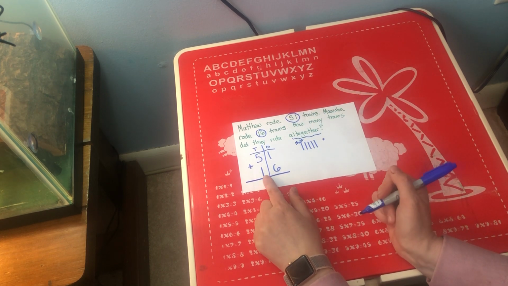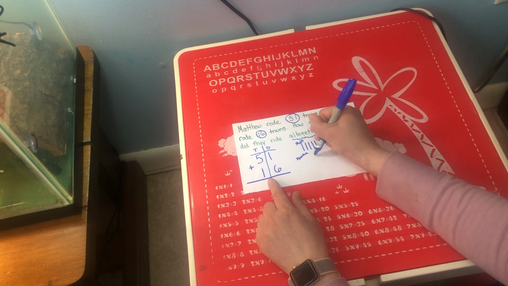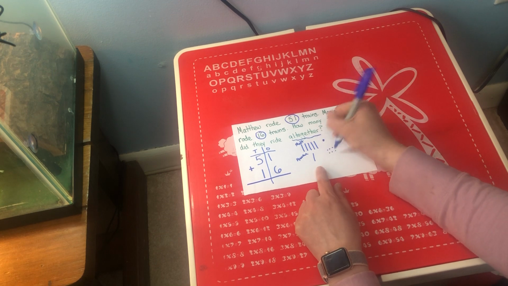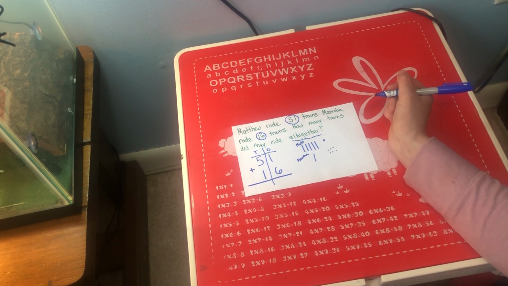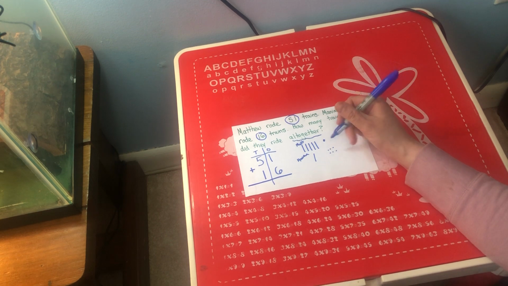And this is Mania. Mania rode 16, 10, and 6 1s. 10, 11, 12, 13, 14, 15, 16. I need to know how many they rode all together. When we add, we always start in our ones place. So let's count up our ones first.